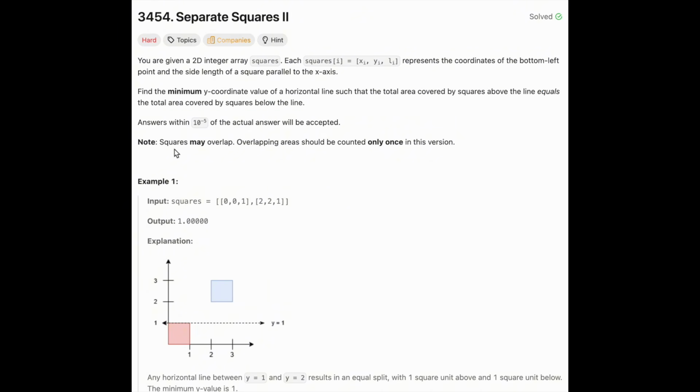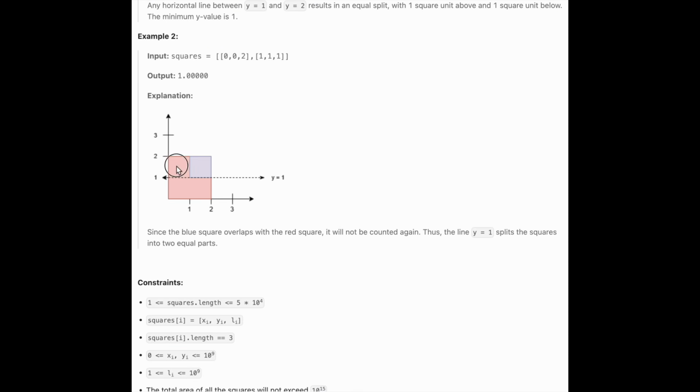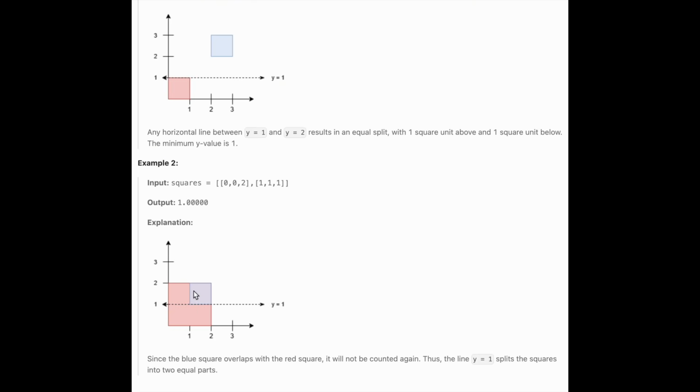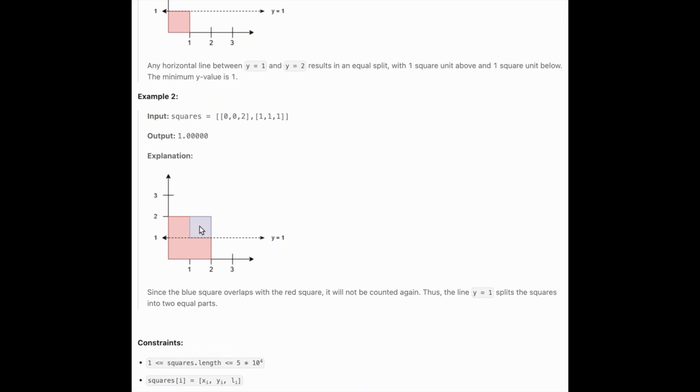And one note that we need to know is that the squares may overlap, and when they overlap, they should only be counted once. So if we look at this example, these do not count as 2 but only count as 1 in this overlapping area. So if you look at this example, this and this has the same area, so we draw the y coordinate right at y equal to 1 and we return 1. And for this example, since overlapping squares are not counted extra times but only once, then we will just draw the line right here to split these two areas equally. So we also return 1 as our result.